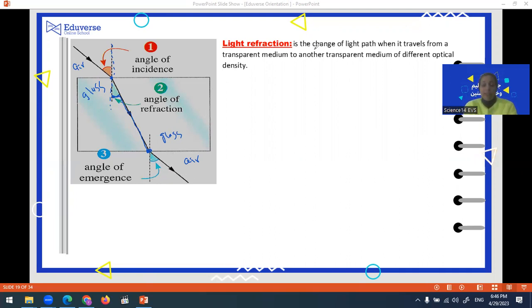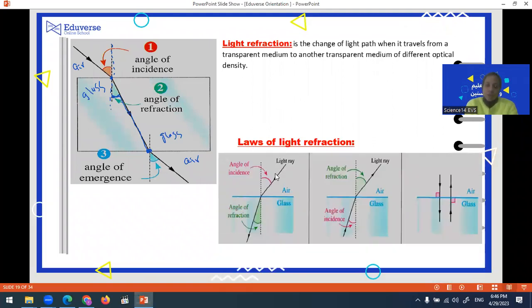Light refraction is the change of the light path, changing in the direction when it travels from one transparent medium to another. But what should happen here? The two transparent mediums differ in their optical density. Law of the light refraction. Please concentrate. Here, I'm going to move from the air to the glass.